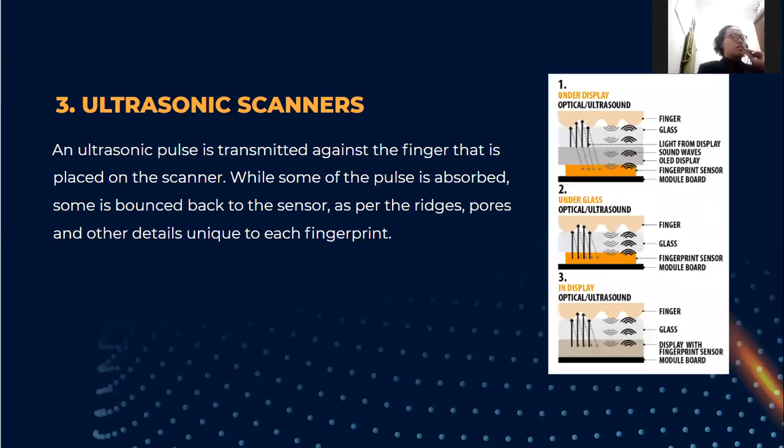The next, number 3, ultrasonic scanners. An ultrasonic pulse is transmitted against the finger that is placed on the scanner, while some of the pulse is absorbed, some is bounced back to the sensor. As per the ridges, pores, and other details unique to each fingerprint.